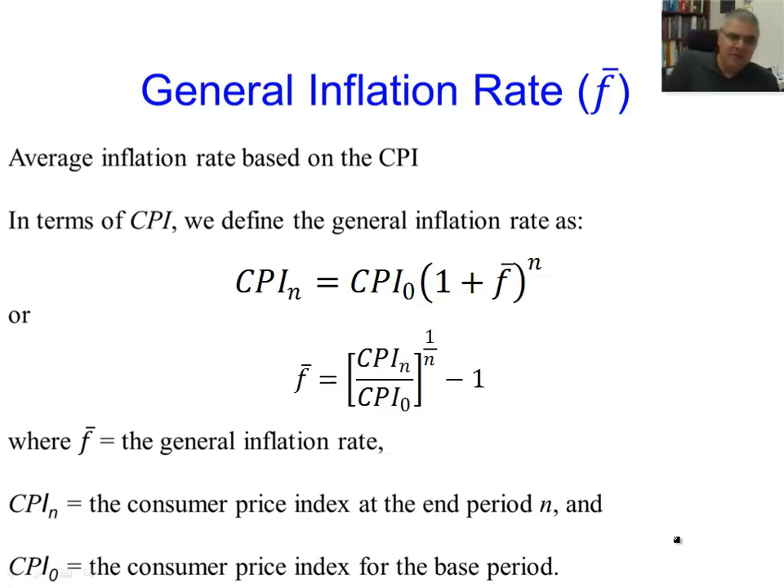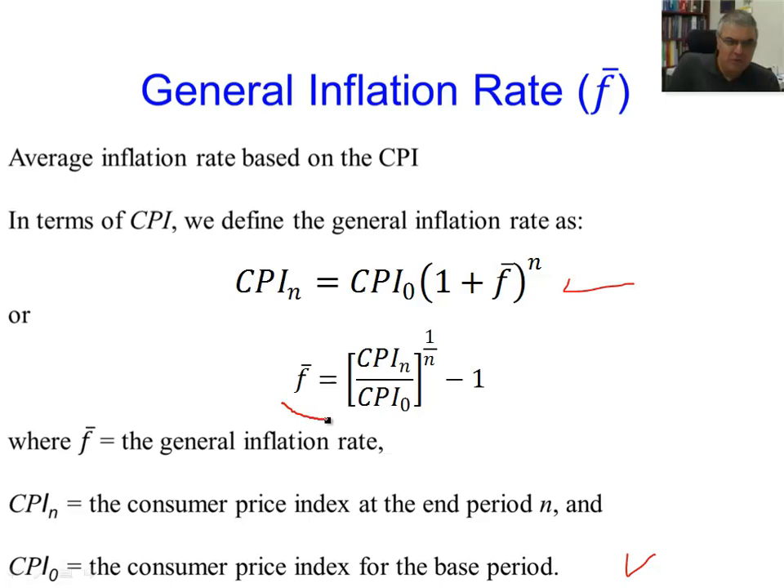Again, this is just a sub n is given here. It's the CPI of the base times 1 plus F bar to the power n. The example we did, we follow that.